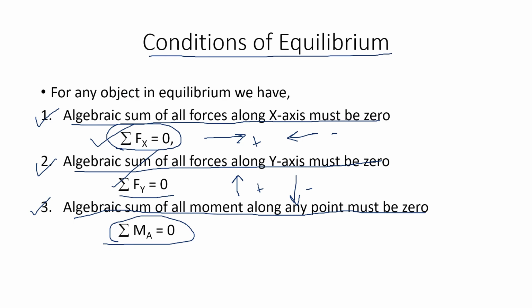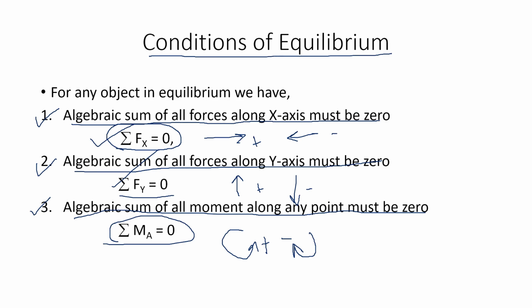While calculating this moment, I'll consider anti-clockwise as positive and clockwise as negative. So with this sign convention, we have to find the algebraic sum of forces acting along x, forces acting along y, and the total summation of all the moments. If we get the answer as 0, then we can say that the particular body is in equilibrium. Remember, for any body to be in equilibrium, all these criteria must be satisfied. Only then can I say that it is in equilibrium.